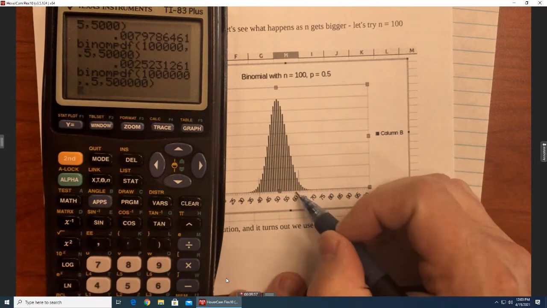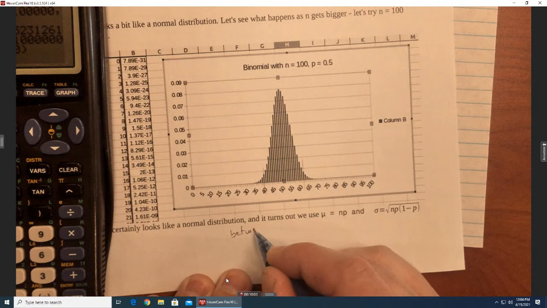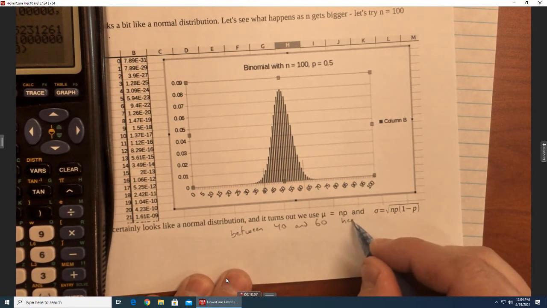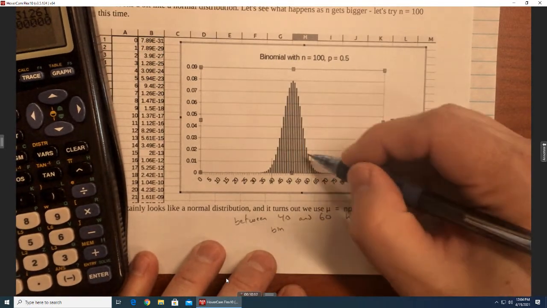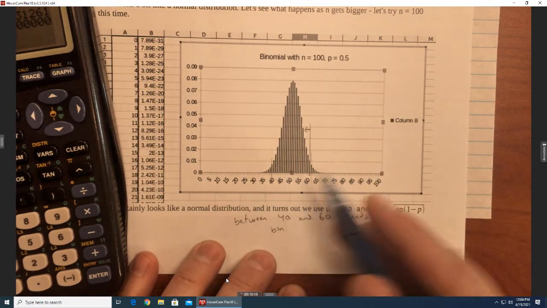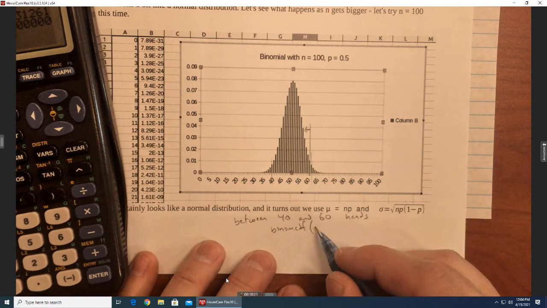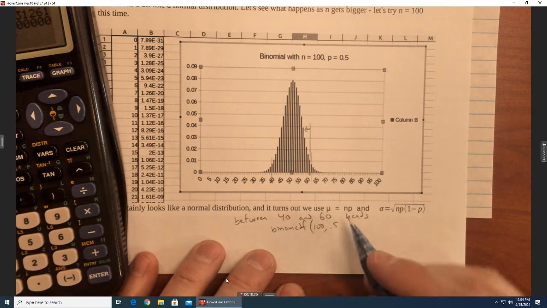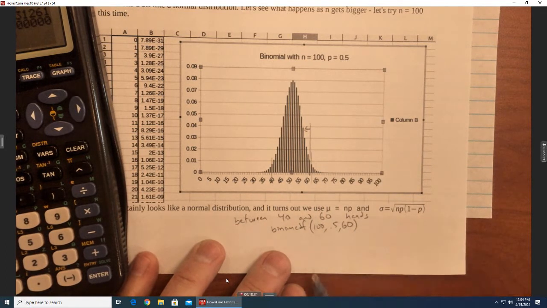Let's see. If I'm trying to find the probability of being between 40 and 60 heads, then what I'd want to do is binomial CDF. So I'm going to do basically from here to the left. So that's going to be binomial CDF. N is 100 because we're flipping the coin 100 times. The probability is 0.5 because it's a 50% chance. And we're saying getting at most 60 heads. So it would be that number.